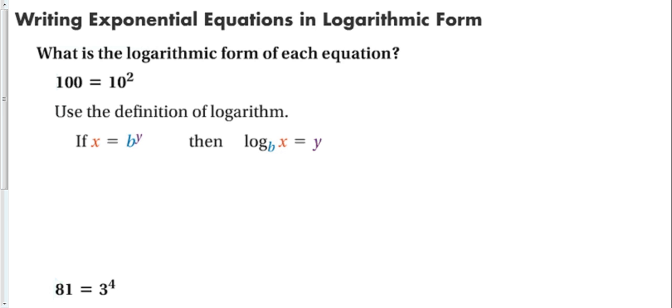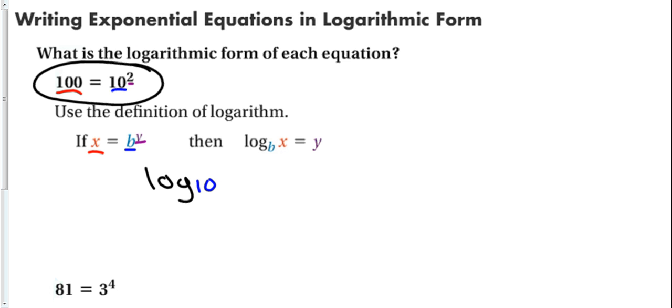Follow along. We have our red term right there. We have our blue term b. We have our purple term y. So let's rewrite this expression as a logarithm. Follow the colors. So we write log base 10 of x equals 2. Notice that all the colors follow along. The base is still blue. The x is our red term, and the 2 is the exponent.